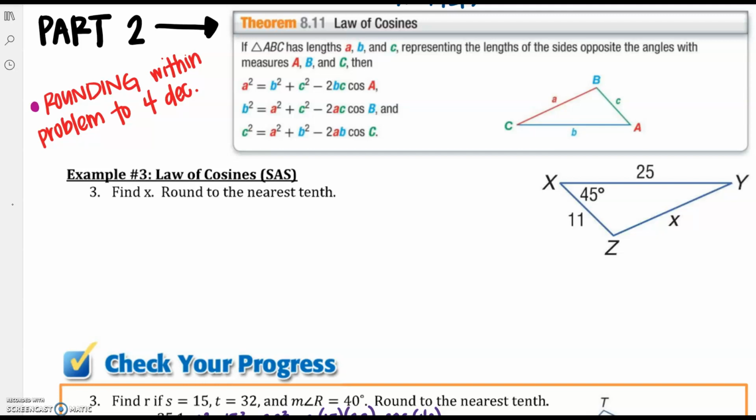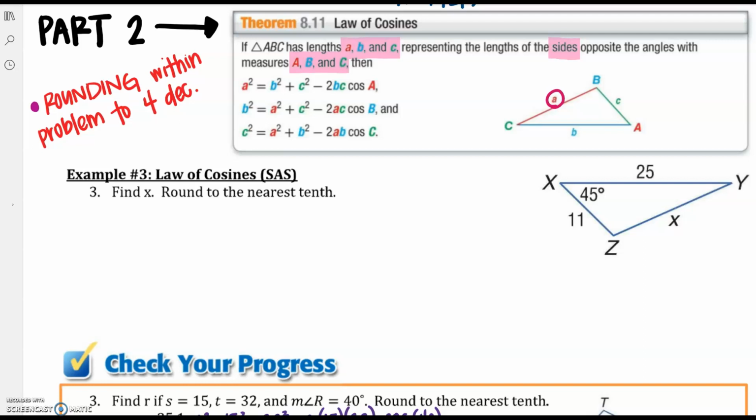So law of cosines. If I have a triangle, and again, the lowercase letters a, b, and c represent the lengths of the sides, and then opposite of those sides are the angles with uppercase A, B, and C. So if that is the case, all 3 of these formulas are actually the same. It just depends on what angle you're talking about. So notice that a squared equals b squared plus c squared. You should kind of see a resemblance of the Pythagorean theorem. Minus 2 times b times c times the cosine of A.